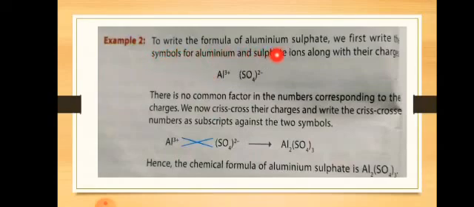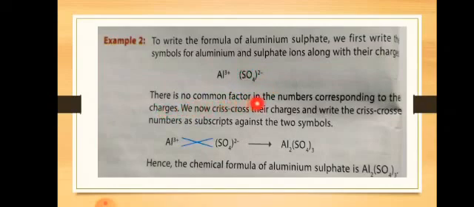To write the formula of aluminium sulfate, we first write the symbol for aluminium. Again, if you have not learned, you will go to the table and find the formula of aluminium with its charge. It is Al3+. Sulfate ion along with its charge is SO4 2-. Now you can see this is sulfate. In the sulfate ion, 4 is for oxygen and this 2- charge is for the whole SO4. So don't get confused. If you do not write this bracket, then you will be confused. So it has been written like this.